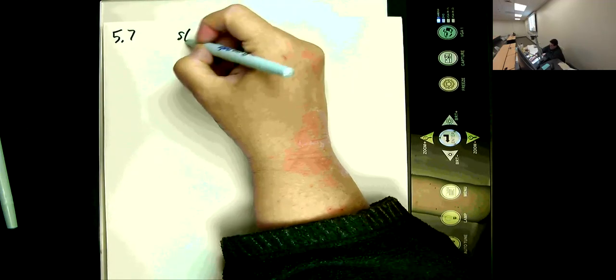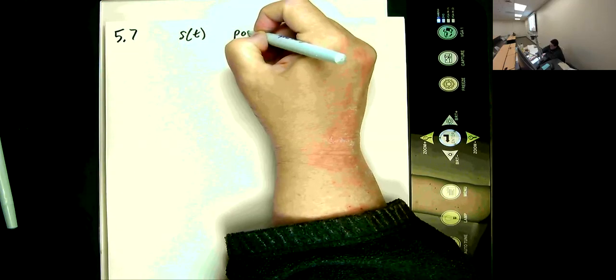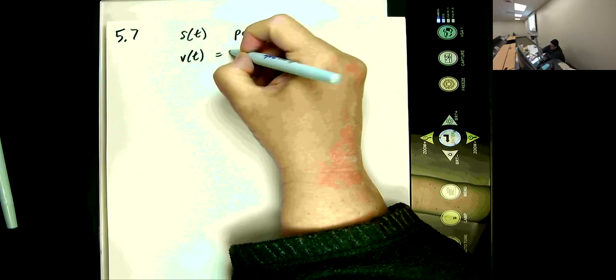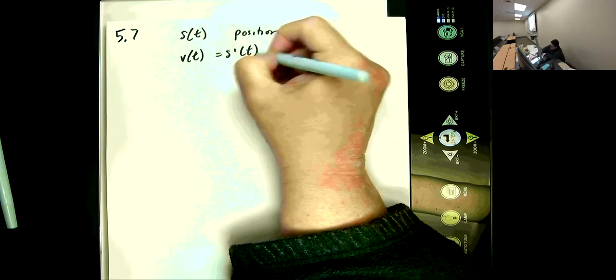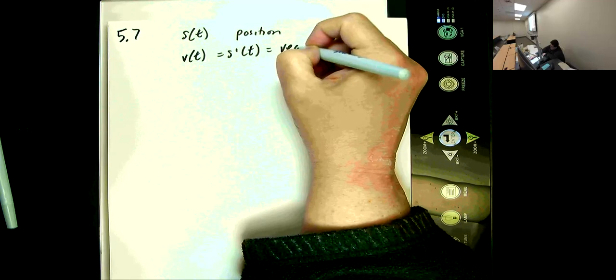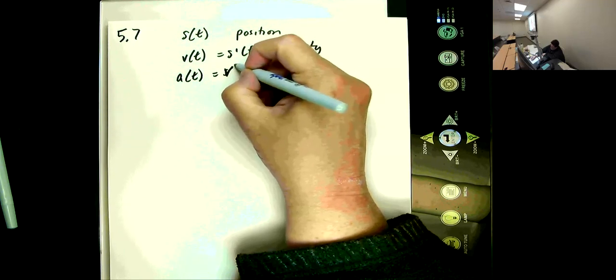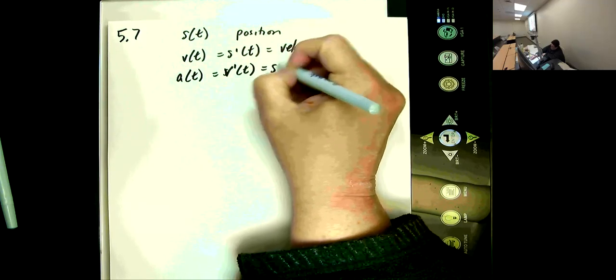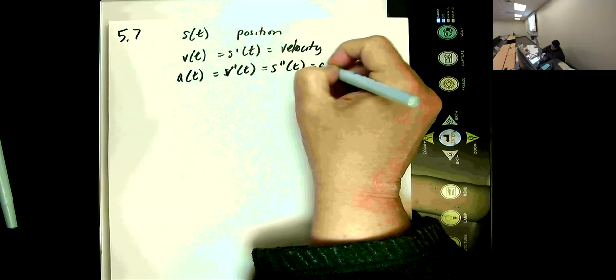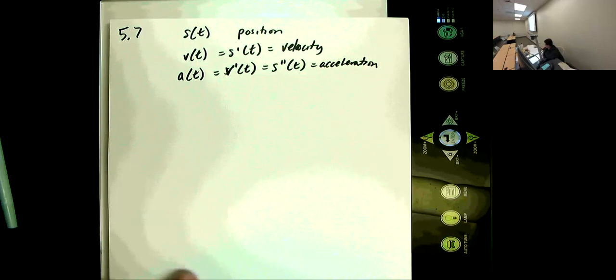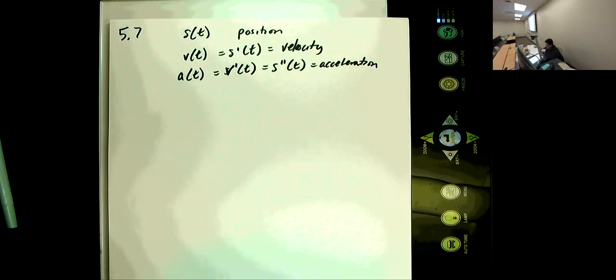So we knew S of t is position. V of t, which is S prime of t, is velocity. And A of t, which is V prime of t, which is S double prime of t, is acceleration. That's going in the order of derivatives. Now let's go the other way.